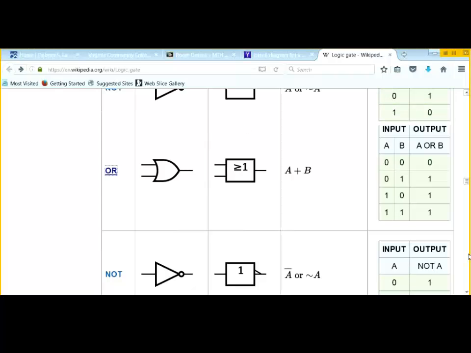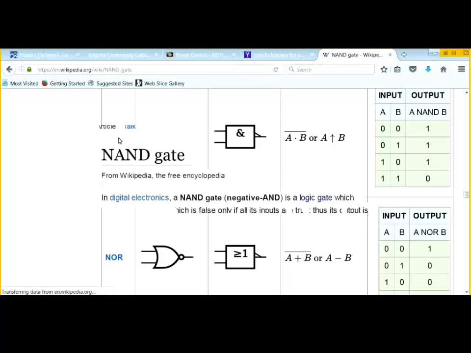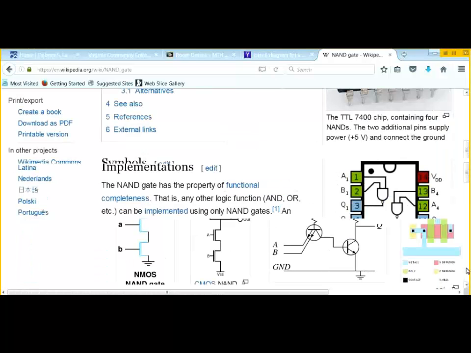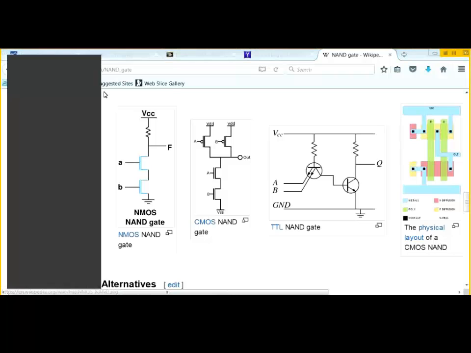Let's see what one of these other ones looks like. I haven't done this before. The NAND gate. That's interesting. I'm not exactly sure I know what that means. Anyway, it's more complicated. You've got two transistors, but you've got two connections here, so I don't really know what that means. That must be the input, but it must be a special kind of transistor.